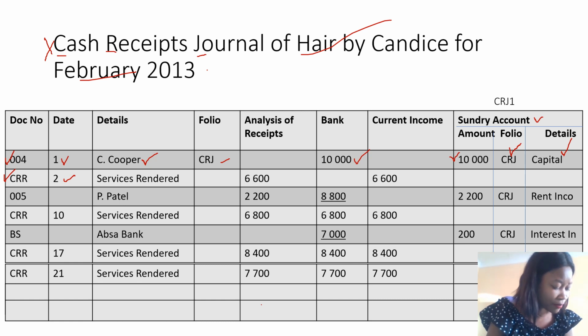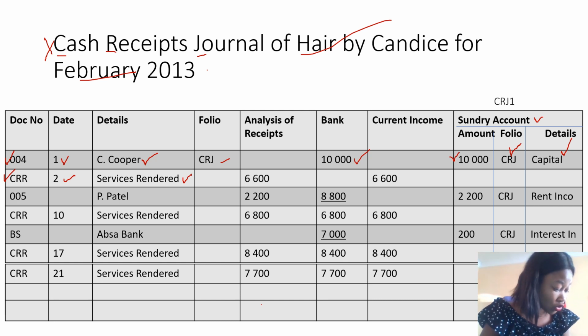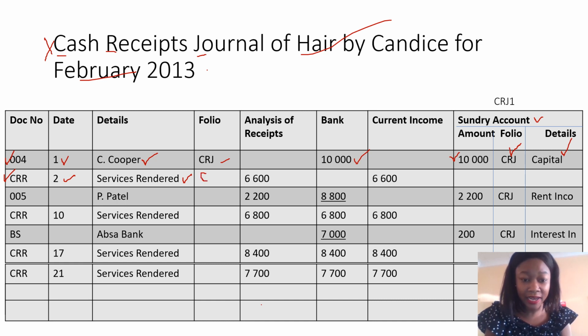Why are we receiving money? We are receiving money from services rendered. We could write the name of all the people that we have rendered a service to, but we will only write services rendered because it consists of many clients who came and did their hair. Okay, so our folio will still be CRJ. For the rest of this, it will be CRJ.